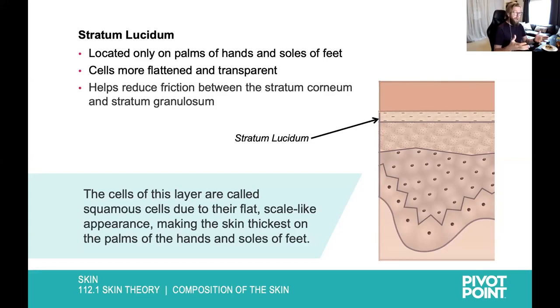Because there are no hair follicles, you have no oil glands on the palms of your hands and the soles of your feet. However, you do have more sweat glands, especially on the palms of the hands, helping to balance that out. The lucidum is a flatter version of the skin cells that is more clear. The biggest thing to know about this lucidum is that it's clear. And that's why it's on your palms and soles of the feet.